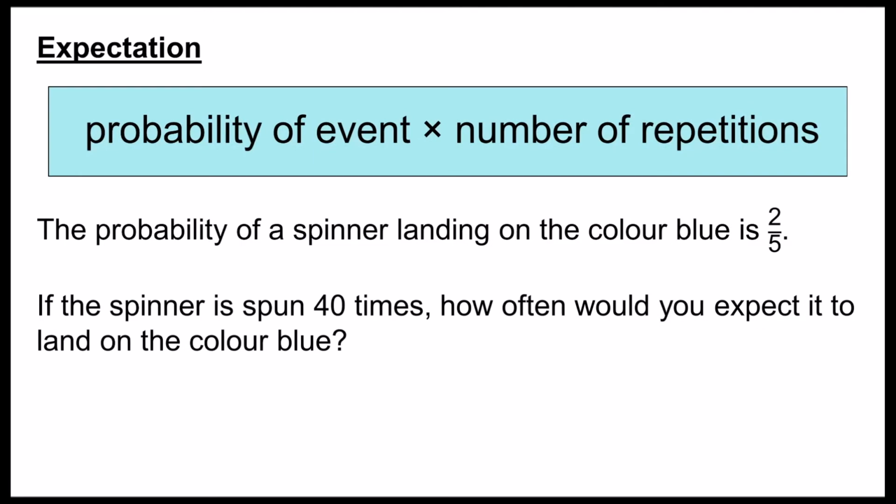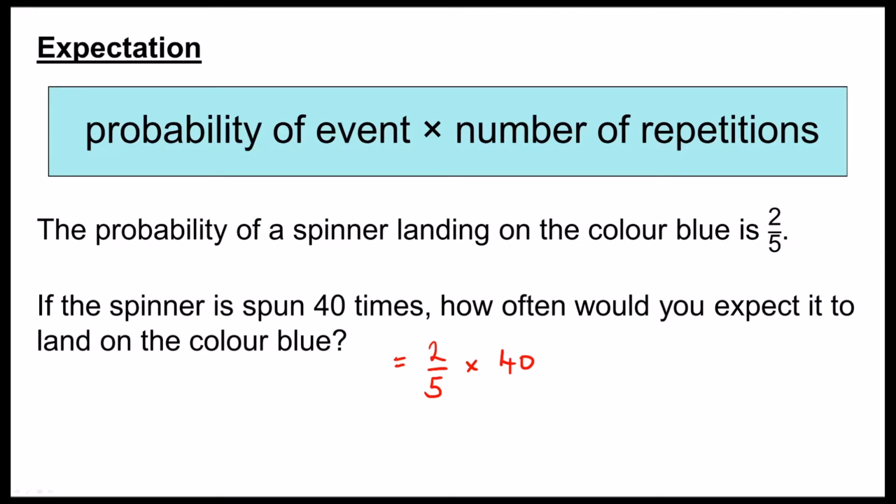In this first example, it says the probability of a spinner landing on the colour blue is 2/5. If the spinner is spun 40 times, how often would you expect it to land on the colour blue? To work out the expectation, we said you need to take the probability of the event, so that's 2/5, and times it by the number of repetitions, which is 40.